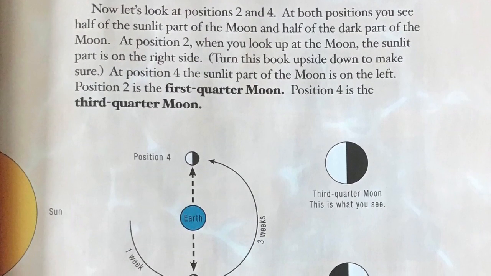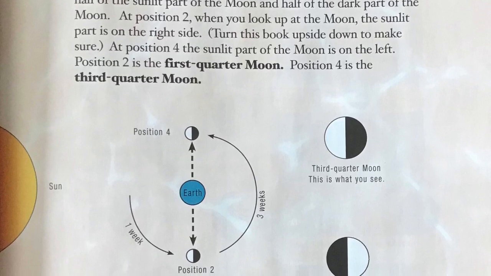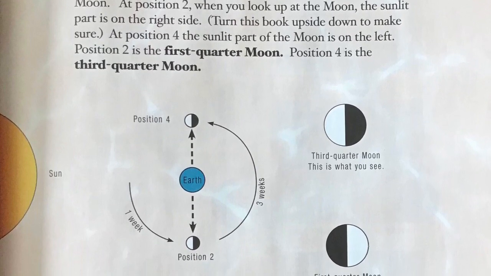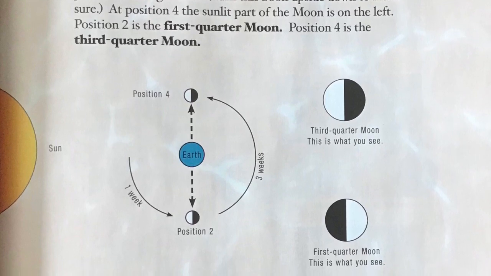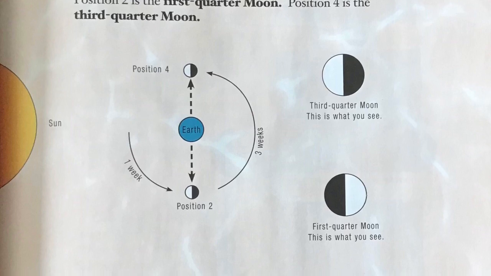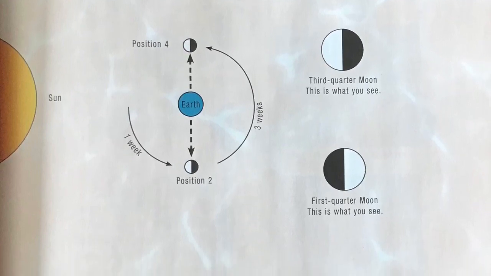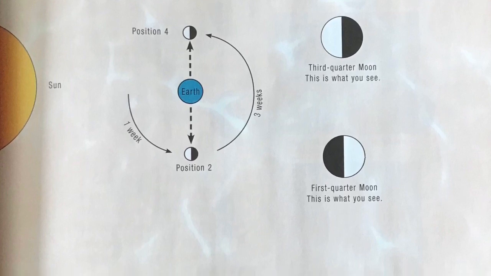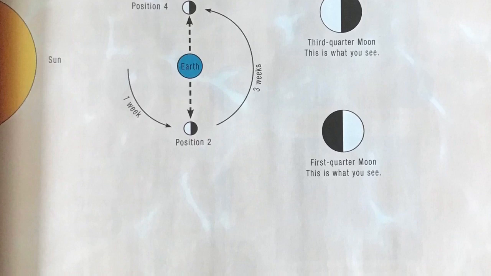Now let's look at positions 2 and 4. At both positions, you see half of the sunlit part of the moon and half of the dark part of the moon. At position 2, when you look up at the moon, the sunlit part is on the right side. Turn this book upside down to make sure. At position 4, the sunlit part of the moon is at the left side. Position 2 is a first quarter moon. Position 4 is a third quarter moon.